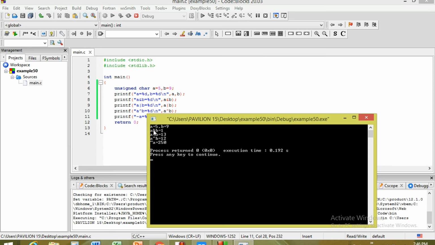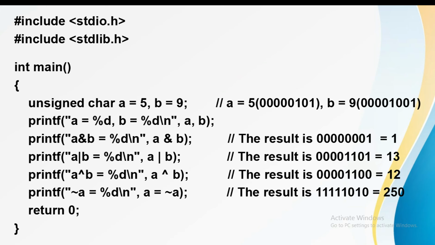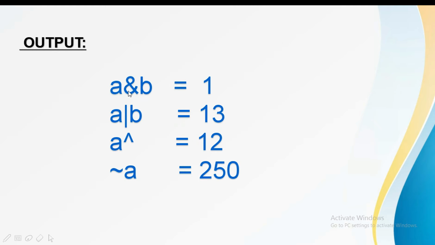So the next one we have A, we have bitwise A and B. We have 1, then A bitwise OR we have 13, then A bitwise exclusive OR we have 12, then we have this one is 250. Make sure you write the code correctly so that you can get the best answer. So we have written this code and the answer we have gotten is 1, 13, 12 and 250. Make sure you write the code correctly so that you can get the best answer or the best results.